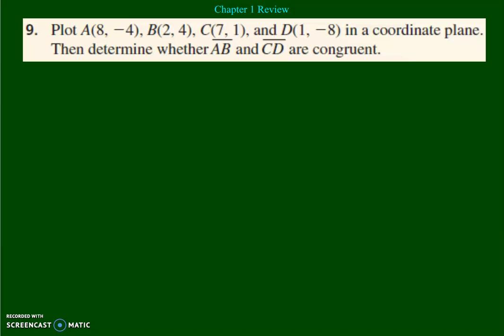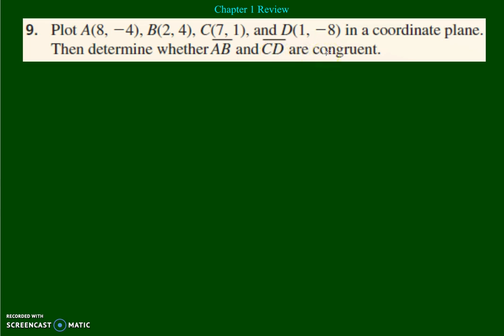This session is a continuation of the Chapter 1 review, starting with Problem 9. Problem 9 says, plot point A, which is (8, -4), B, which is (2, 4), C is (7, 1), and D is (1, -8) in a coordinate plane, and then determine whether AB and CD are congruent.